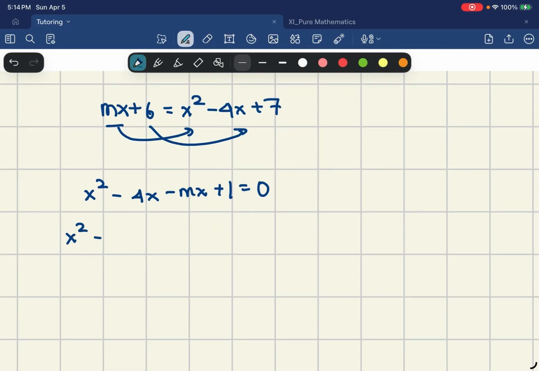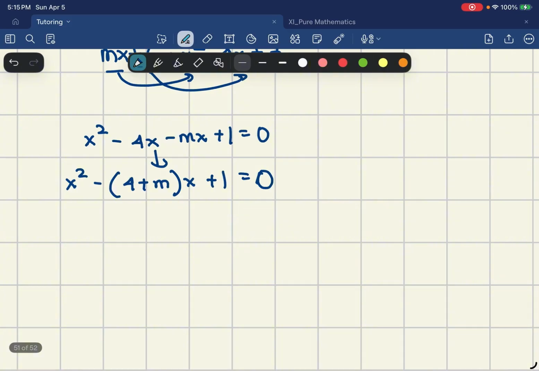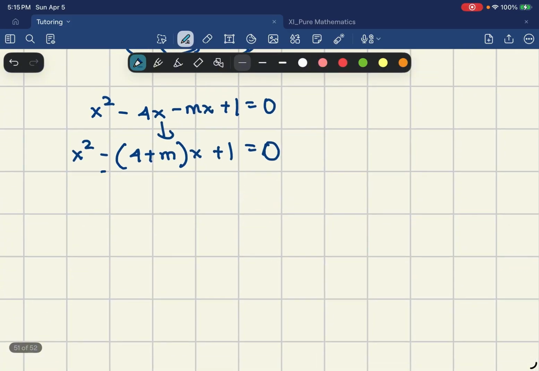And I can factor out a minus x. So I'll get x squared minus (4 plus m)x plus 1 is equal to 0. So this equation is the same as this equation. Now b squared, negative (4 plus m) squared is the same as just (4 plus m) squared, right?